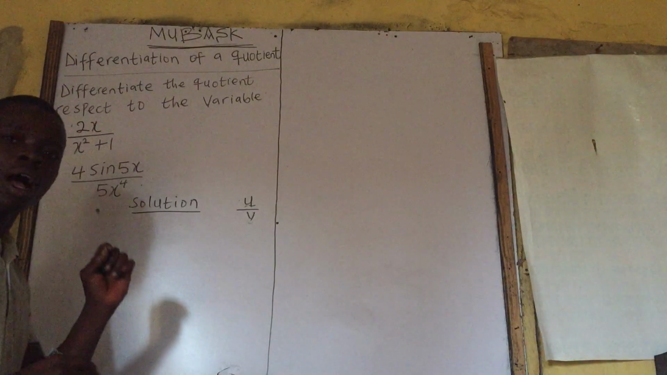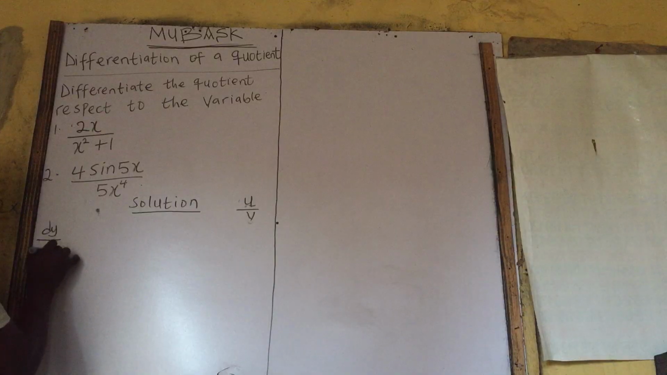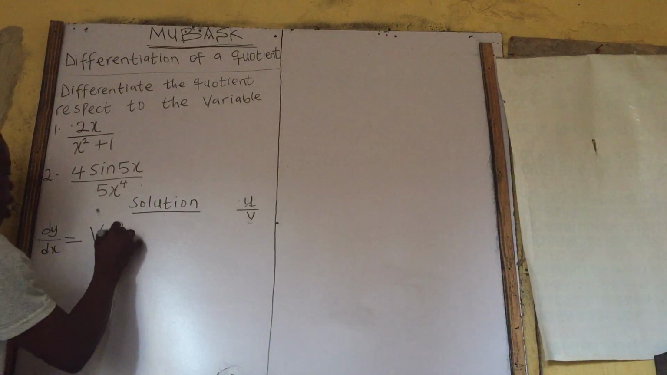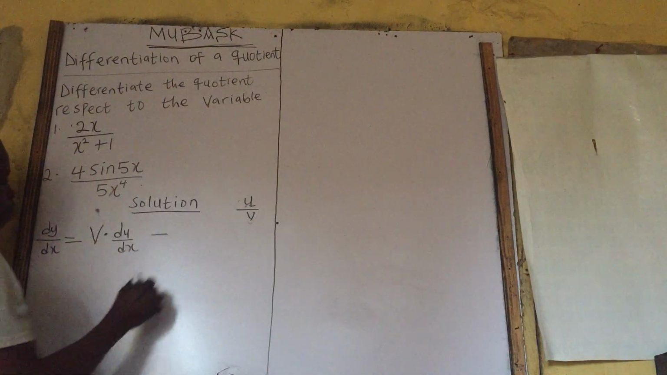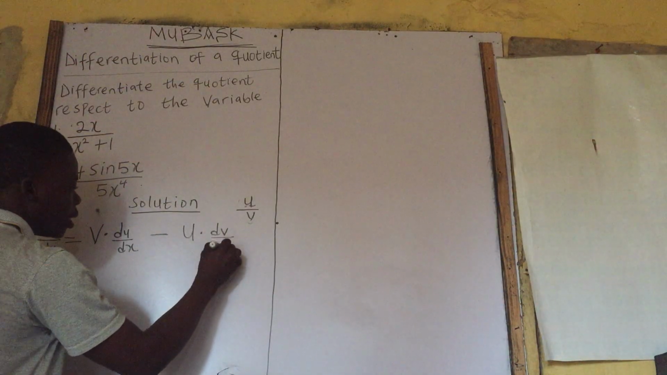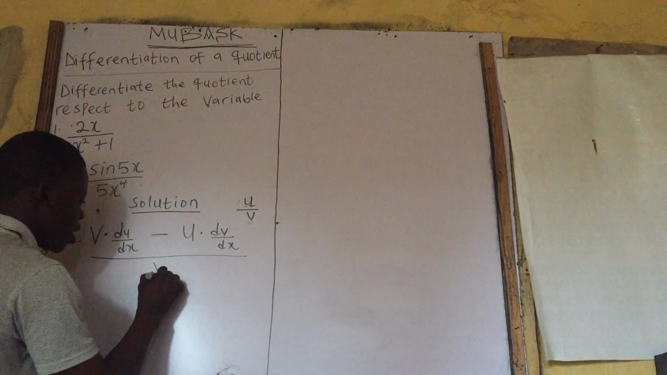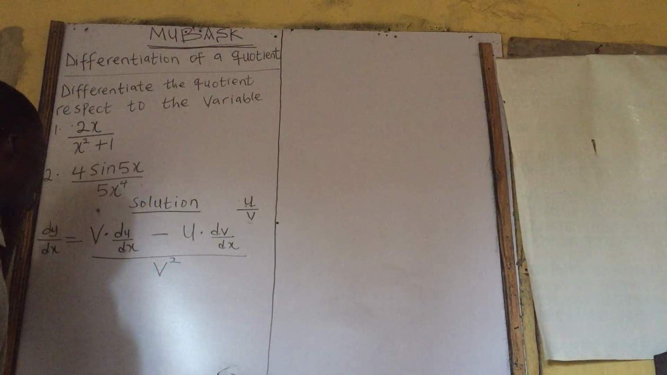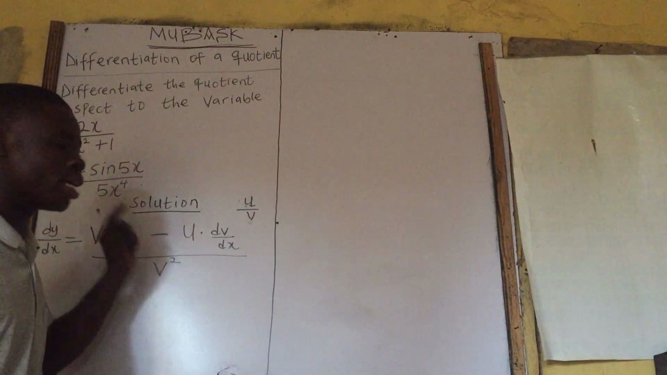Now, there is a formula for the quotient rule which says dy over dx equals v multiplied by du over dx, minus u multiplied by dv over dx, now all divided by v squared. This is the formula we are going to be applying in any kind of problem under the quotient rule.